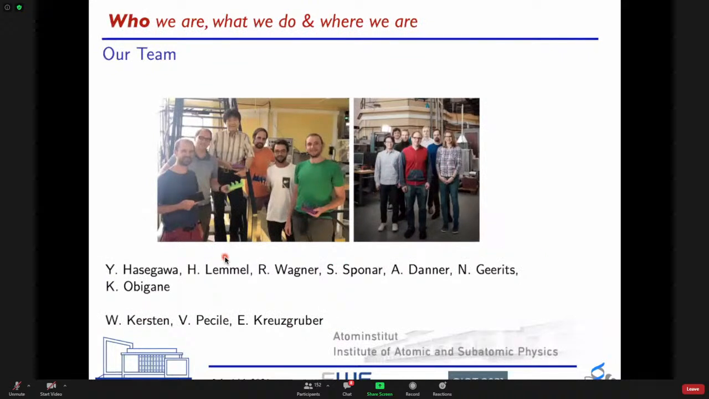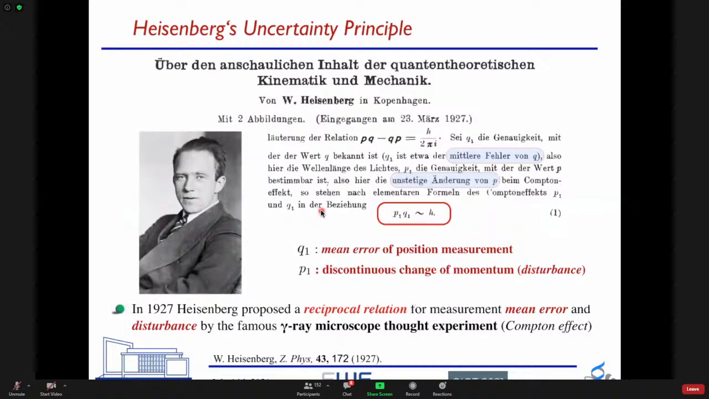So here's a picture of our group. You see the head of our group, Professor Hasegawa, and some of our PhD and master students. Okay, so in 1927, Heisenberg proposed his seminal paper where he proposed a reciprocal relation between the measurement error and the disturbance of a quantum measurement process.